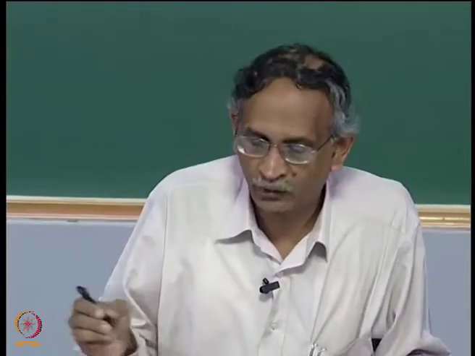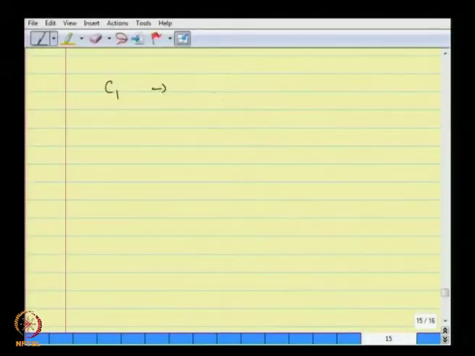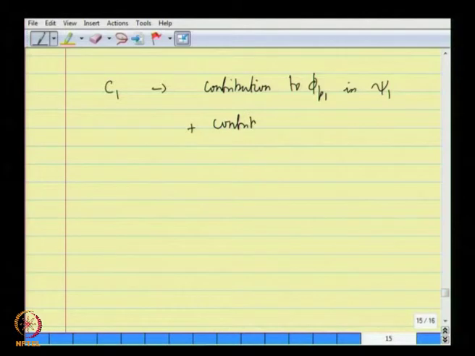There are 2 electrons in psi 1, there are 2 electrons in psi 2, therefore the total charge density that you have to calculate would turn out to be, for carbon 1, the contribution to phi p1 in psi 1 plus the contribution to phi p1 in psi 2. Okay. There are 2 electrons here, there are 2 electrons here.